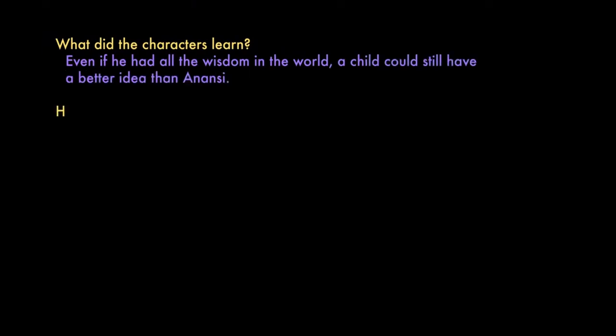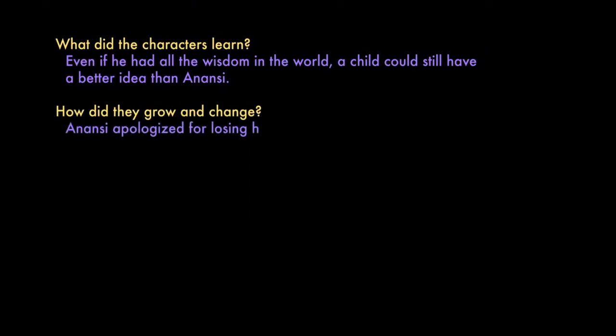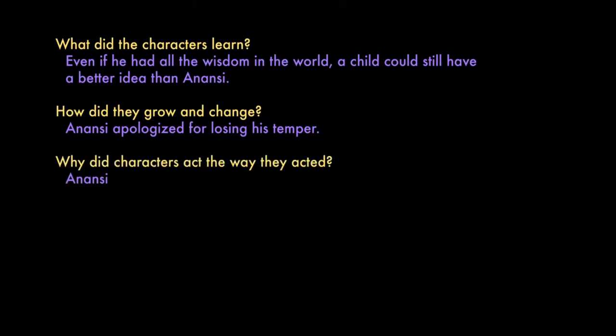So, our questions checklist. What did the characters learn? Well, Anansi learned that even if he had all the wisdom in the world, a child could still have a better idea than him. How did the characters grow and change? Anansi apologized for losing his temper and realized that he wasn't the only person with good ideas. Why did characters act the way they acted? I think Anansi was greedy. Why else would he want to have all the wisdom in the world and not share it with anybody else?